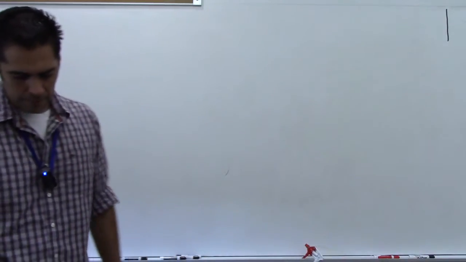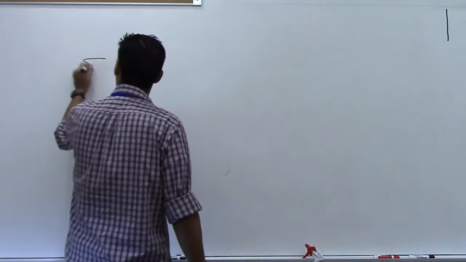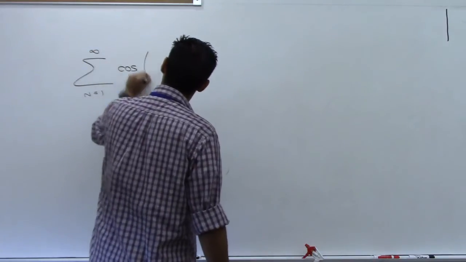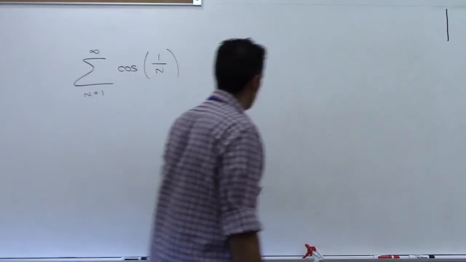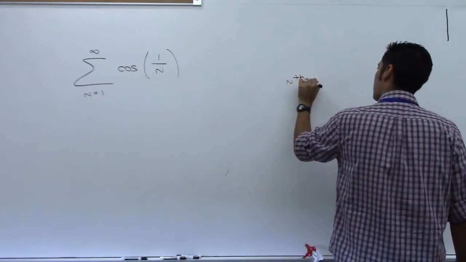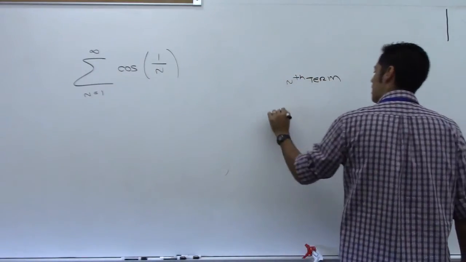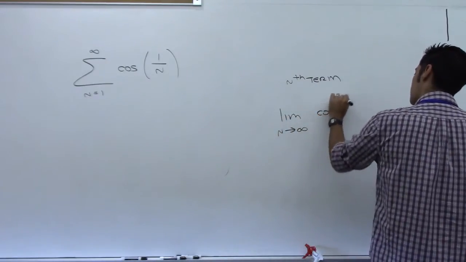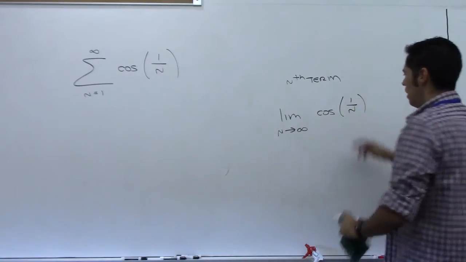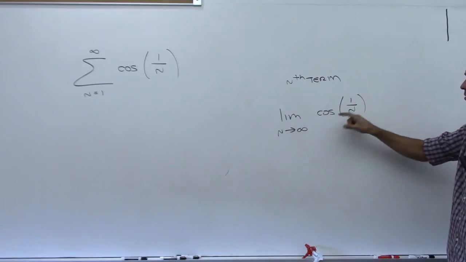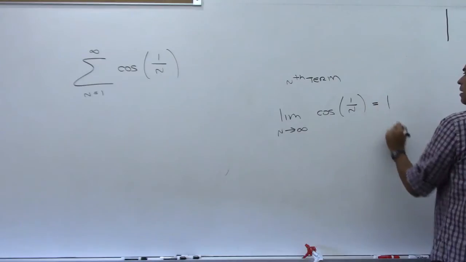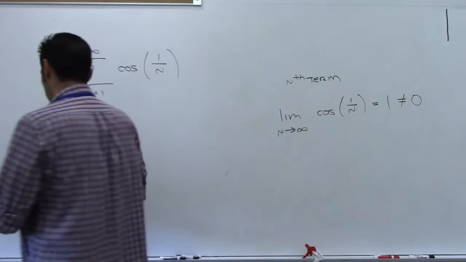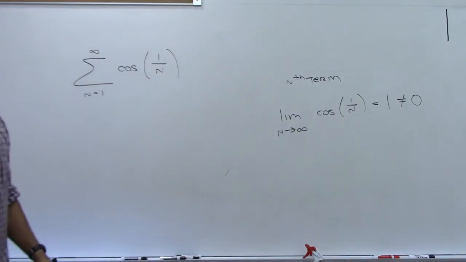All right, now 18. Sum n equals 1 to infinity, cosine of 1 over n. Let me try the nth term test real quick. So I'm going to take the limit as n goes to infinity of cosine of 1 over n. Okay, 1 over n as n goes to infinity goes to 0. Cosine of 0 is 1, and that is not 0. Therefore, this diverges. So that's a simple one again with the nth term. It's very useful, that test, huh?